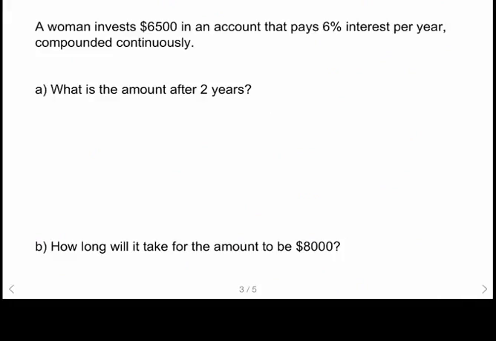Now we turn our attention to an investment problem. A woman invests $6,500 in an account that pays 6% interest per year, compounded continuously. We want to know the amount after 2 years, and then how long it takes for it to be $8,000. Since it's compounded continuously, we get to use A equals Pe to the rt.